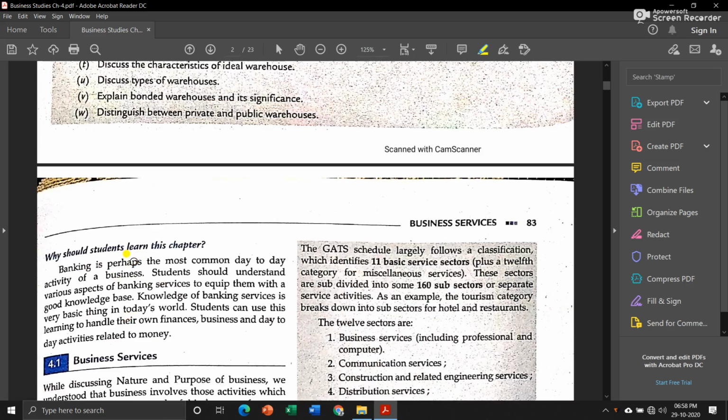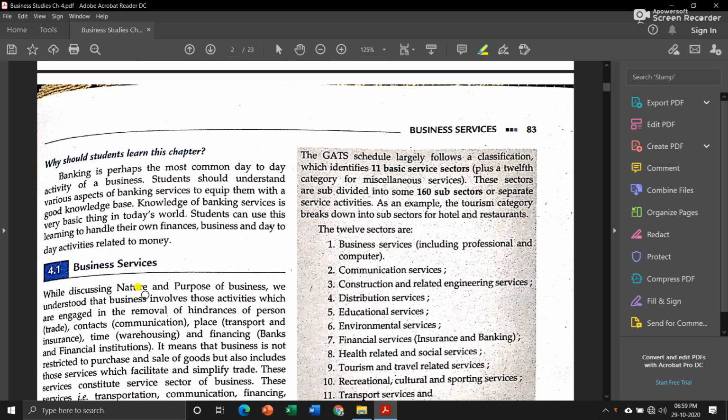Banking is perhaps the most common day-to-day activity of a business. In today's world, every person uses a bank for one purpose or another. Students should understand various aspects of banking services to equip them with a good knowledge base. Through this chapter you will know what kind of services banks provide and which services will be helpful for your business. Now let us start.